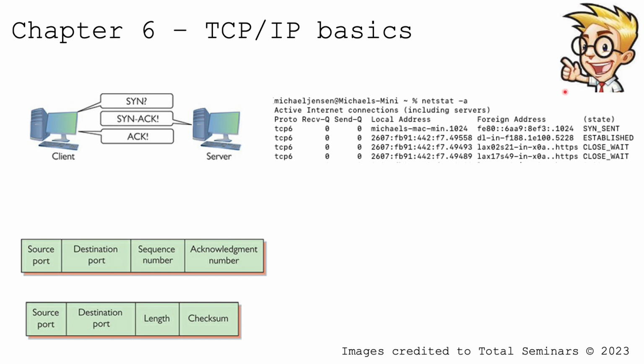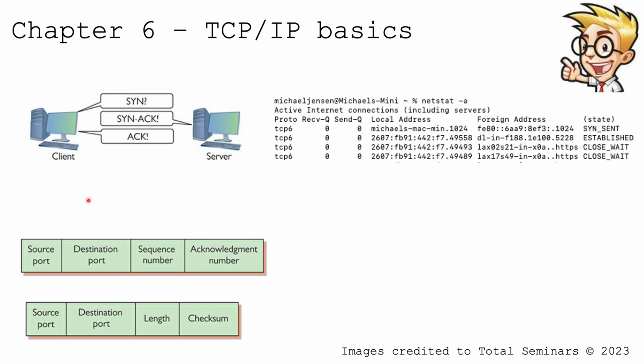If you take a look here, I did a netstat command to see the active connections on my computer. You can see that they're in different states here. So there's a SYN that has been sent, there's been an established connection, and there's one that's closed. So there's our three different states here that you can see for TCP/IP.